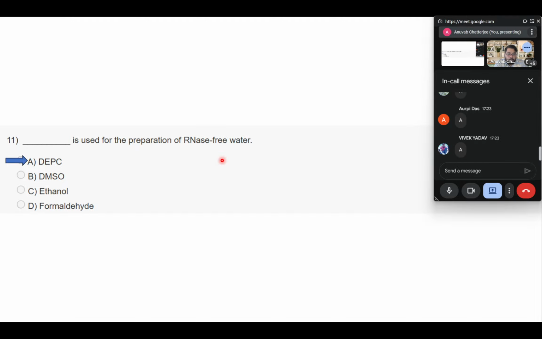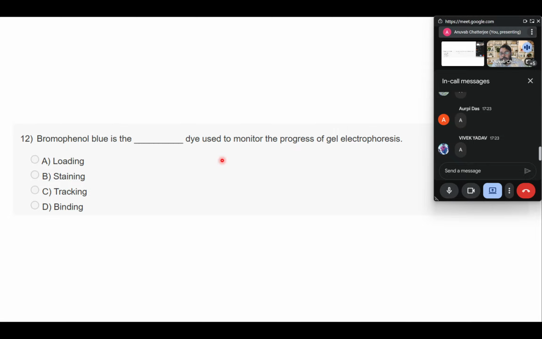Okay, next. Bromophenol blue is the blank dye used to monitor the progress of gel electrophoresis. Is it the loading dye, the steering dye, the tracking dye, or the binding dye? You can put in what you think is the correct option in the chat.